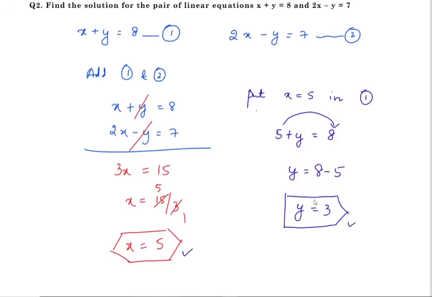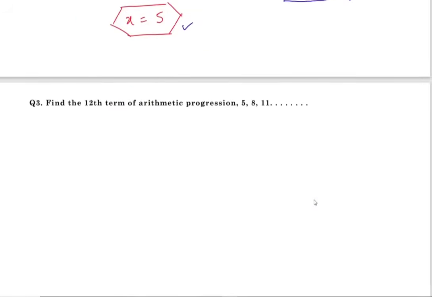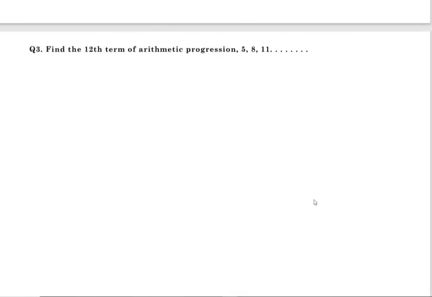Definitely a question based on this concept will be asked. Solving a pair of linear equations by elimination method or substitution method or cross multiplication method. If you use any method, you will get the same answer. Moving to question number 3.